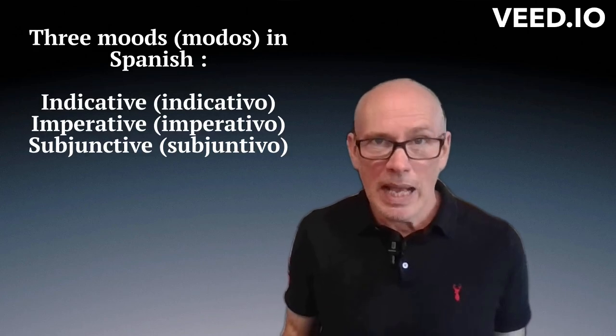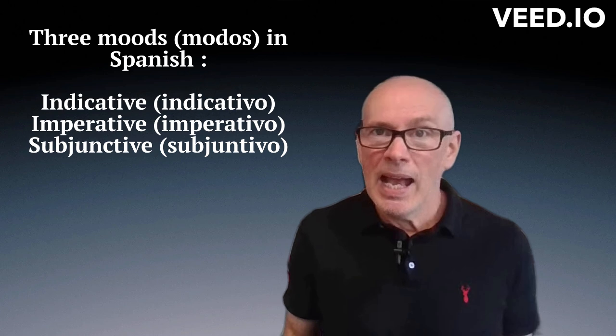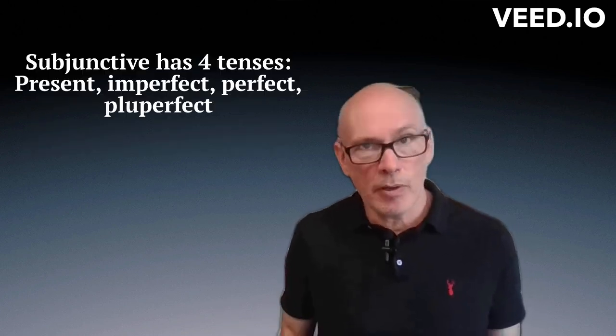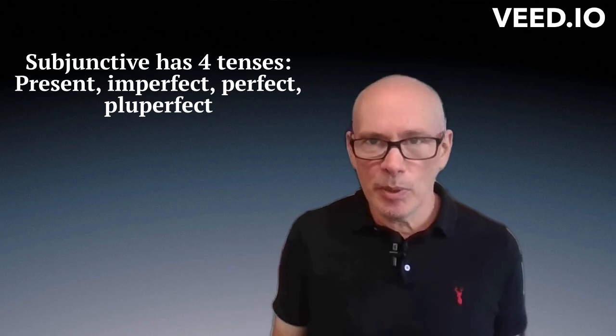Don't worry. So first of all, the subjunctive is a mood in Spanish, which is why it's often difficult for non-native Spanish speakers to get to grips with it, especially English speakers. We don't use the subjunctive much in English anymore, but it's a mood. And there are three moods in Spanish: the indicative mood, the imperative, and the subjunctive. And the subjunctive has four tenses: the present, the imperfect, the perfect, and the pluperfect.